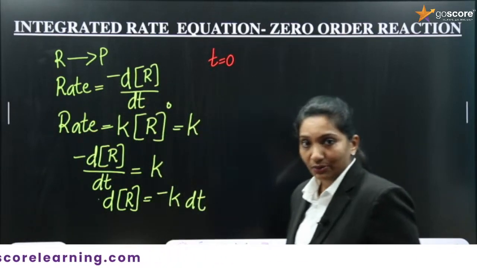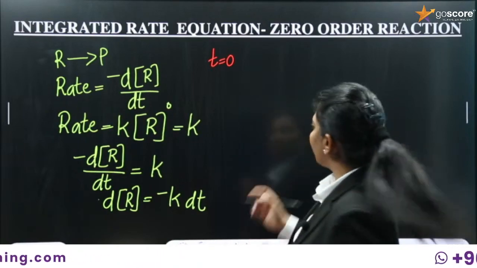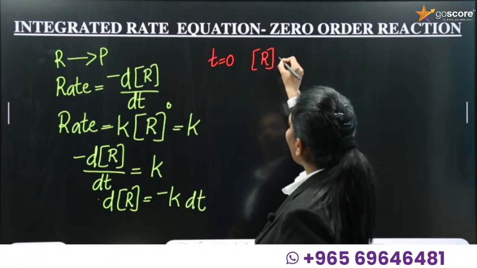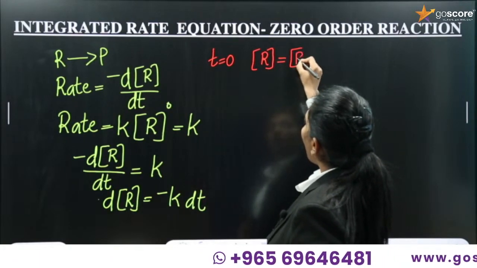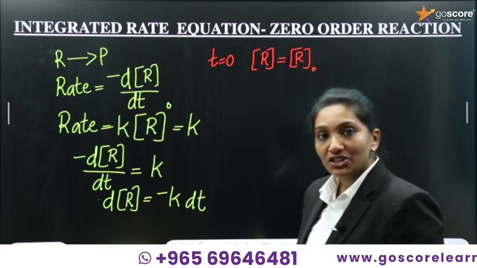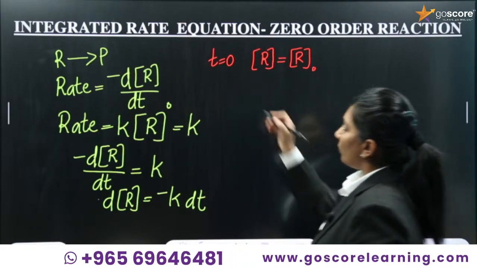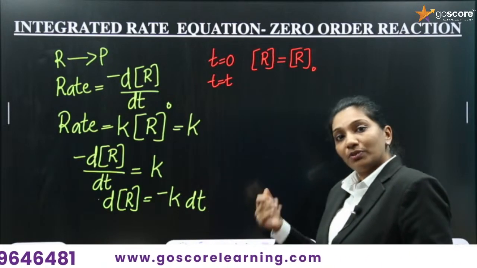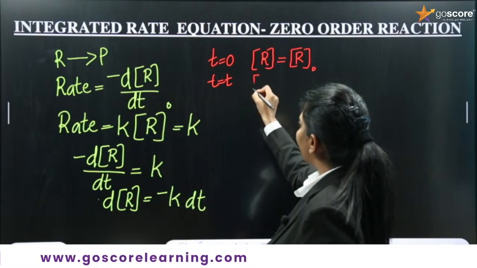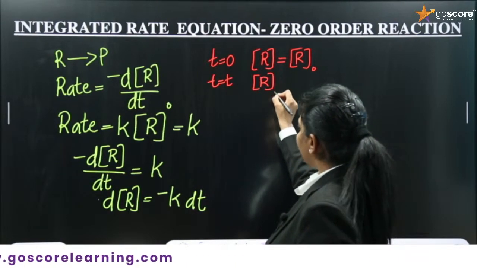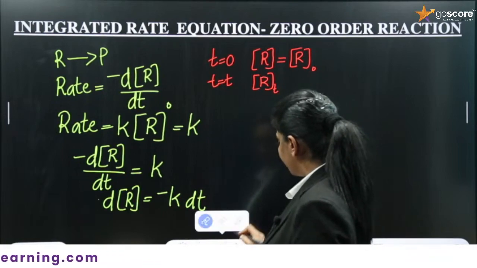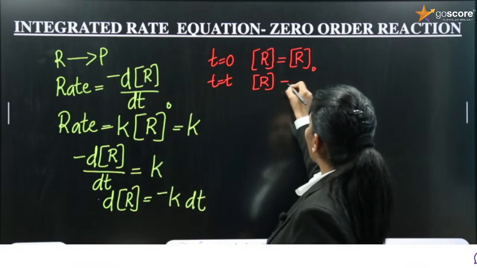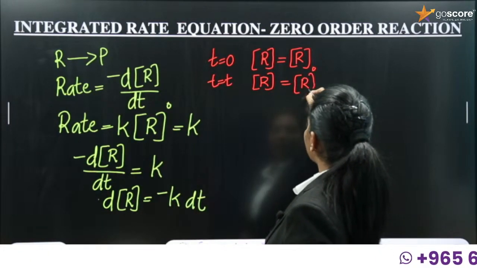It will be R0. That is the initial concentration, right? So, t is equal to 0. Concentration of R will be equal to R0. That is the initial concentration of reactant. t is equal to t. That is, at time t, what will be the concentration of reactant? We can represent it with R. R is equal to Rt.